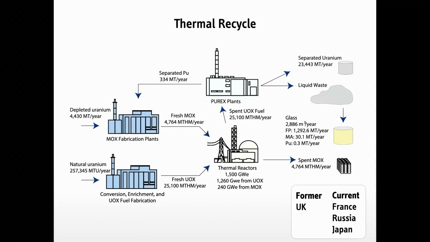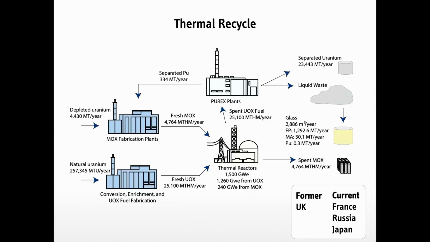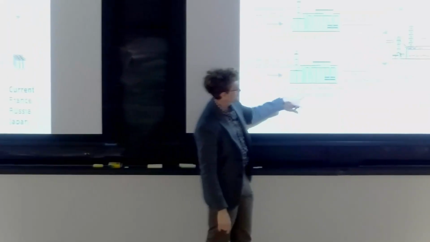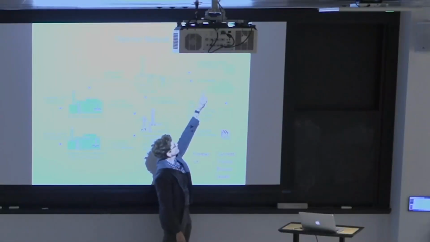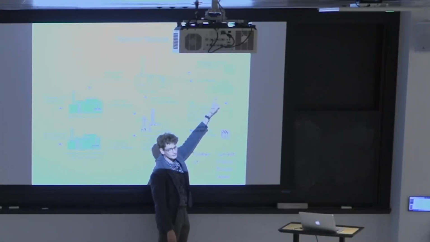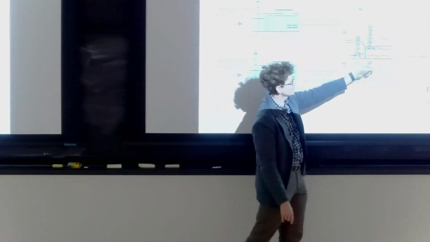You have a thermal reactor, and then let's see, where do I start? All right, start over here. Natural uranium comes in. You make UX fuel, uranium fuel. You run it in your thermal reactor. It goes through a processing plant. And then what do you get out? You get some uranium. You get a bunch of liquid waste full of fission products that you have to deal with, which you might vitrify into glass. And then you get plutonium, which you then make new fuel out of, what's called mixed oxide fuel. And then you put it back in the reactor.